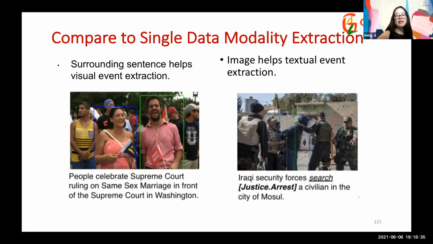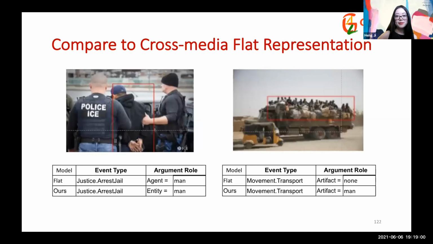So we can combine that information to determine this as play instead of protest. On the right side, if we only look at the text side, search is not a frequent trigger for arrest, so we're likely to miss it. But if we look at the image, the visual features can indicate there's an arrest event going on. So by combining the multimodal embedding, we can then determine this as arrest event.